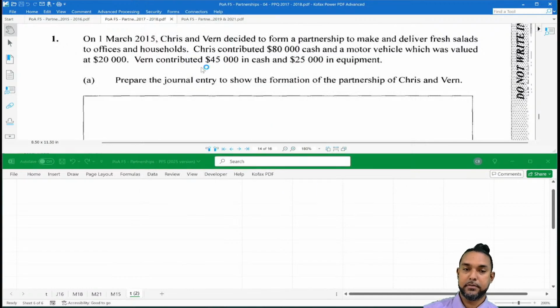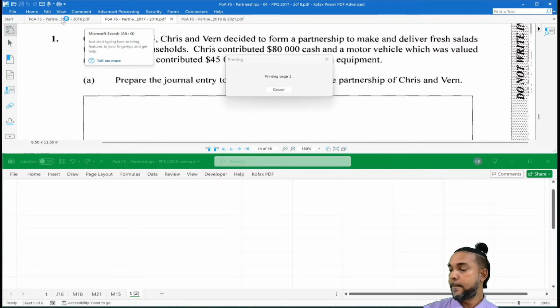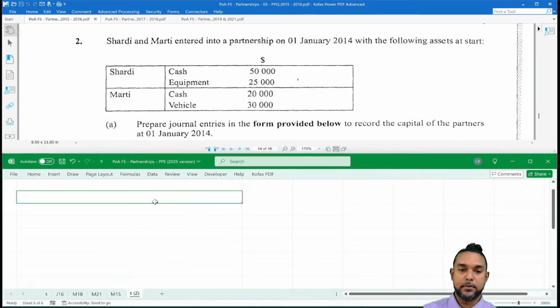Chris Anvin, right, Chris Anvin. Right, okay. So this is Shadi and Marty.